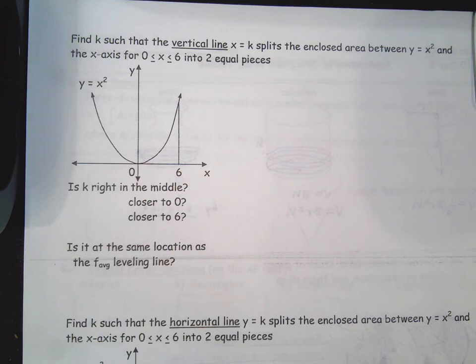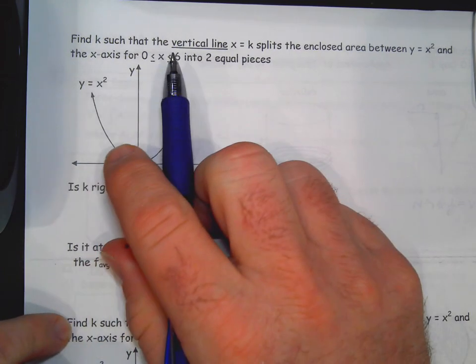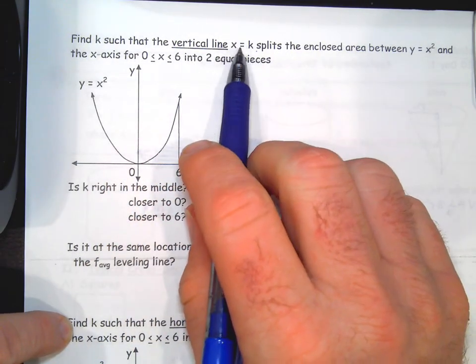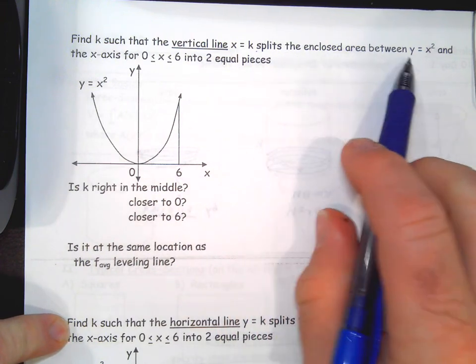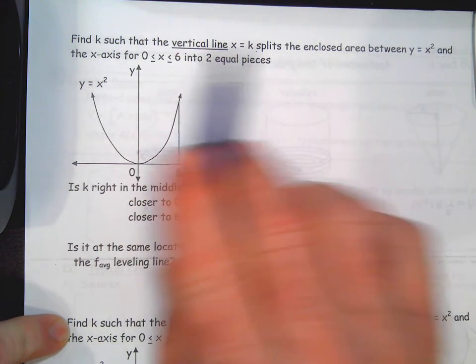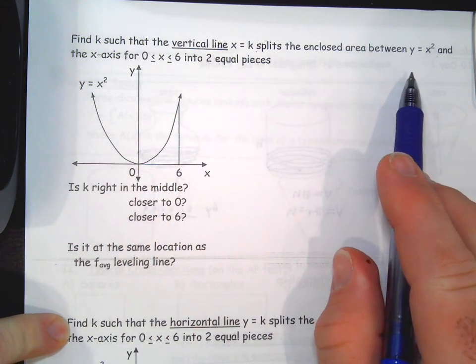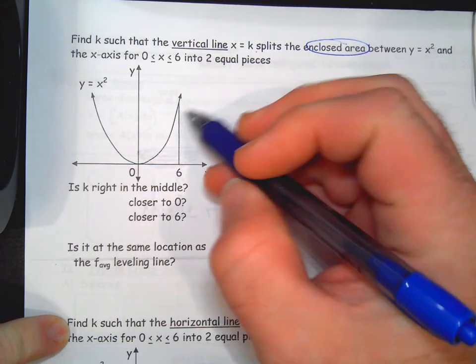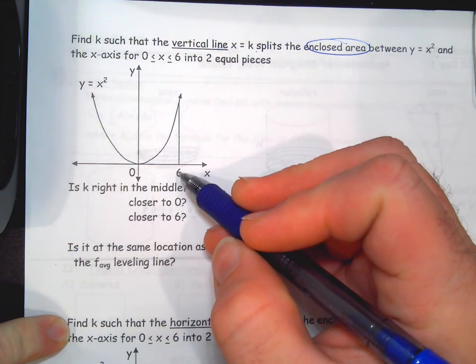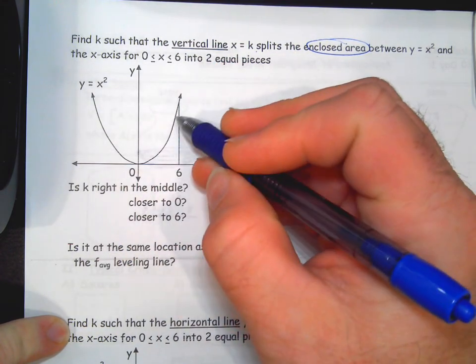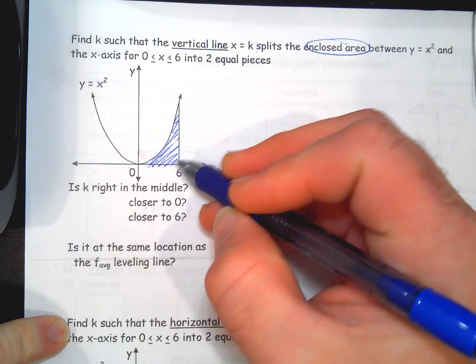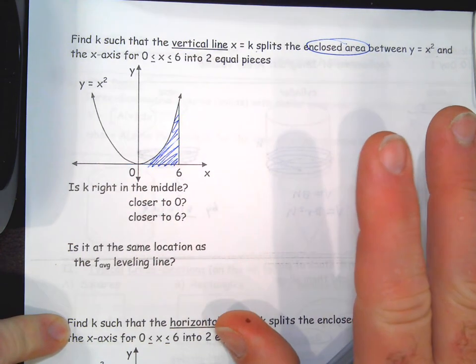But let's do a couple examples. Find k such that the vertical line x equals k splits the enclosed area between y equals x squared and the x-axis, from 0 to 6, into 2 equal pieces. So you've got to see, well, the enclosed area between y equals x squared, the x-axis, and 0 to 6 is this area right here, right? So that's the area we're talking about.